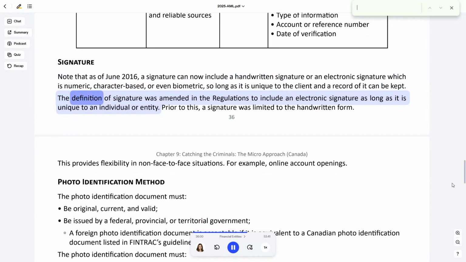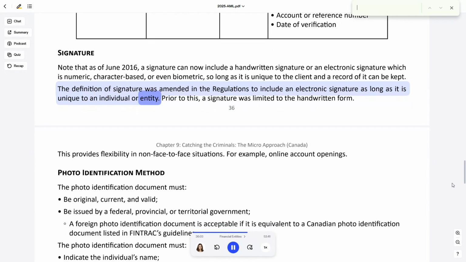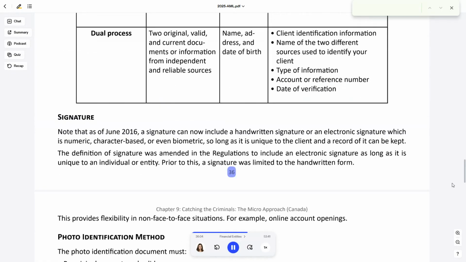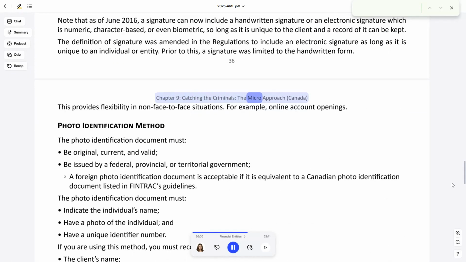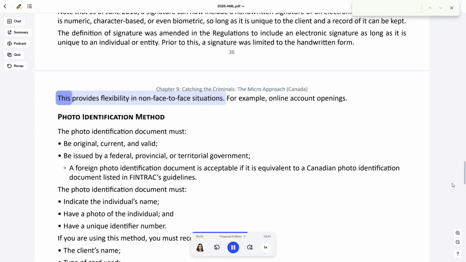The definition of signature was amended in the regulations to include an electronic signature, as long as it is unique to an individual or entity. Prior to this, a signature was limited to the handwritten form. Chapter 9, Catching the Criminals, the Micro Approach, Canada. This provides flexibility in non-face-to-face situations, for example, online account openings.